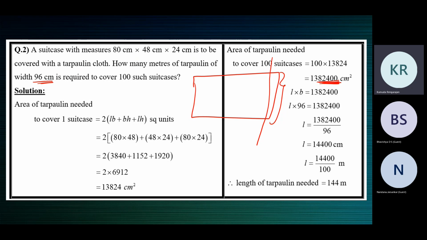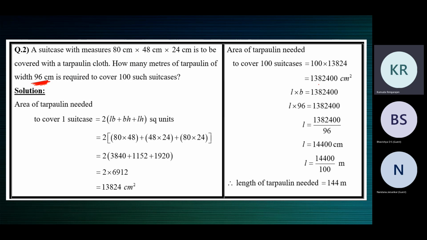Now this width is fixed. You have to say how much length you need. You should say, give me 1 meter, give me 2 meters, give me 3 meters. You can only say the length of the tarpaulin you need. The breadth is fixed, and that is given to you in the question. The tarpaulin available in the market has a width of 96 centimeters.